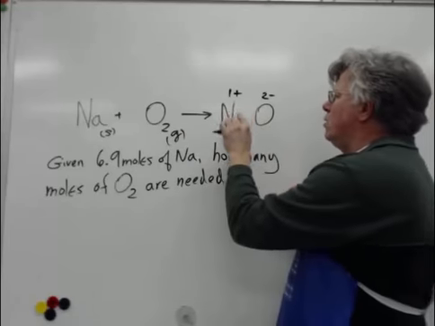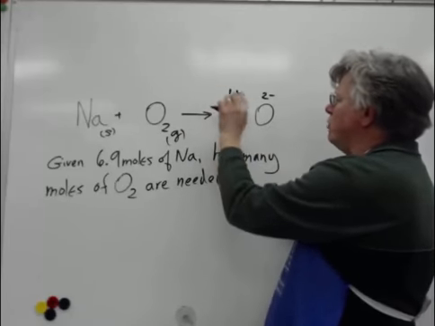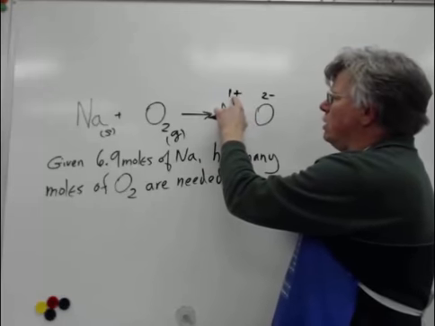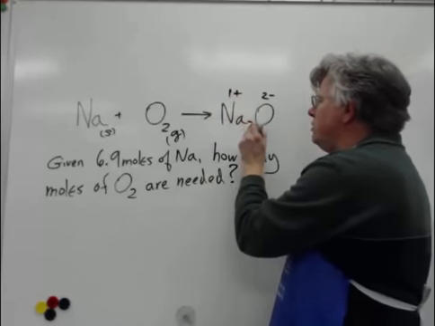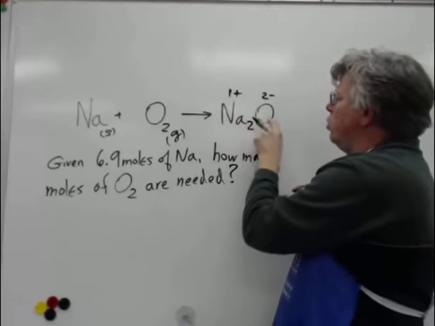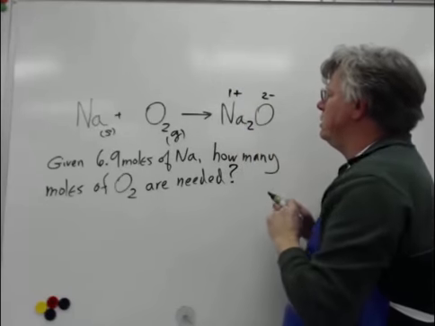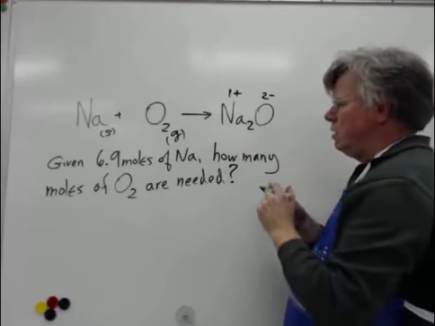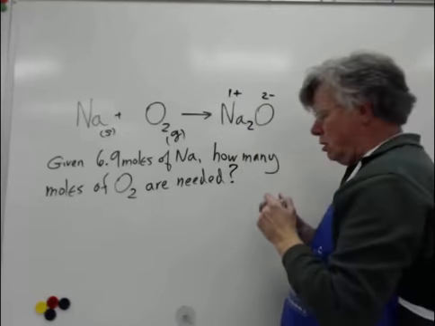Okay. Well, now we need to balance this little formula here. Since this is +1, I'm going to need 2 of these. That makes it +2 total to balance 1 oxygen minus 2. And then you always erase these charges in your formula. Okay, so now I have the correct little formulas for sure.